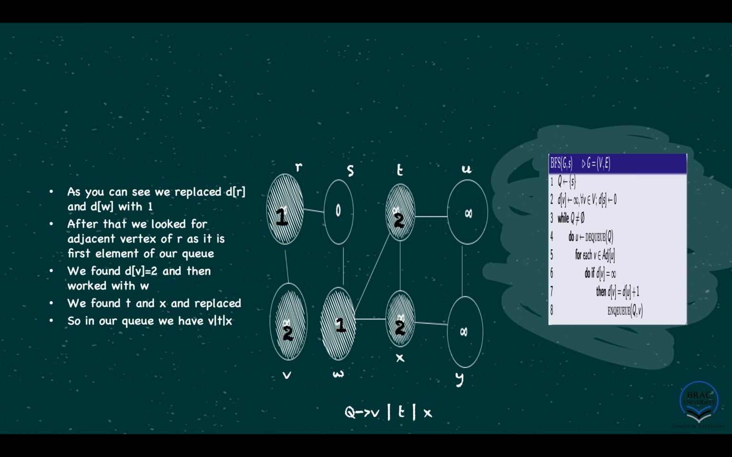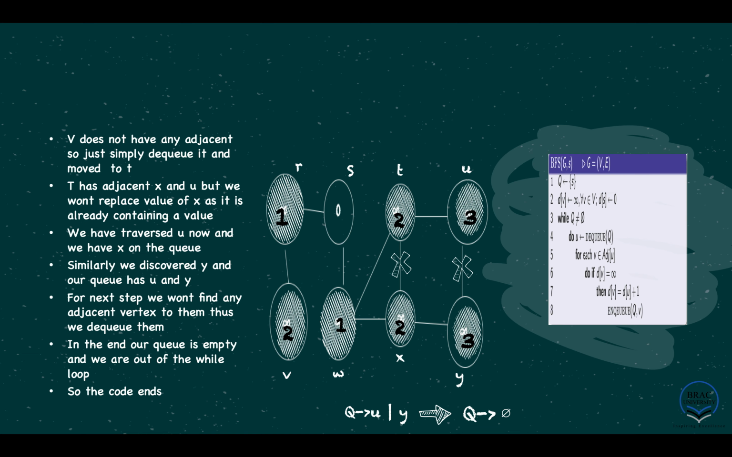So in our queue, we now have B, T and X. That means we'll start working with B. But B is a node which doesn't have any other connected components, so we can simply dequeue it.